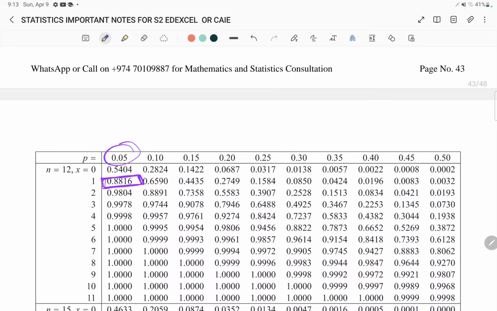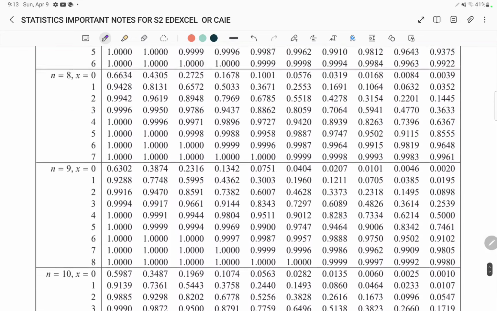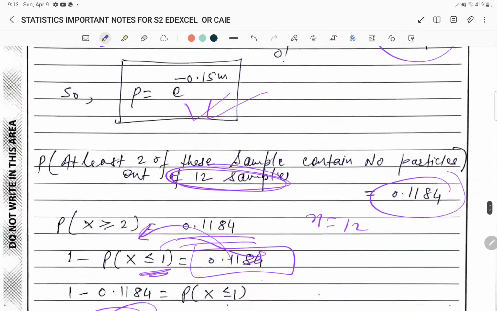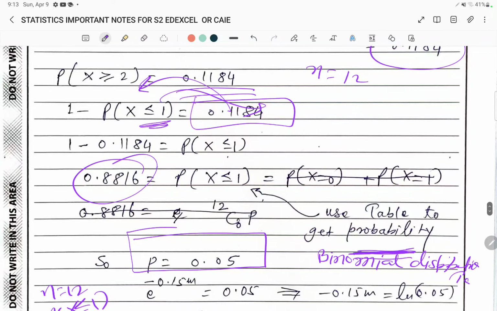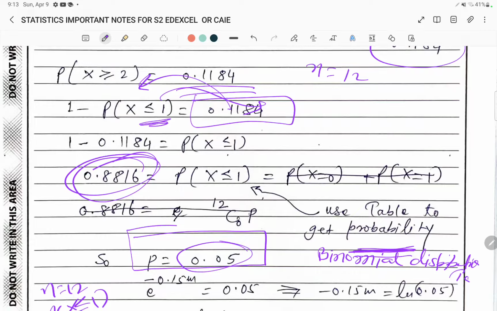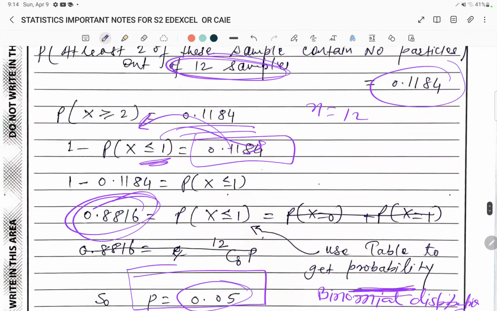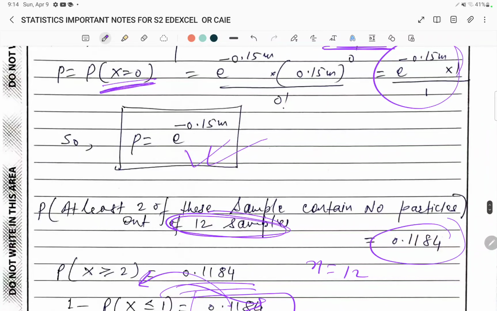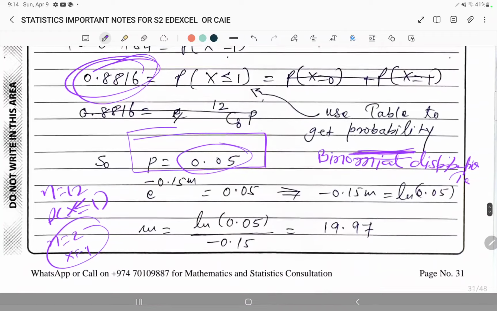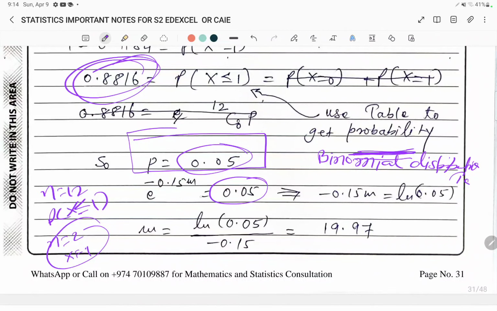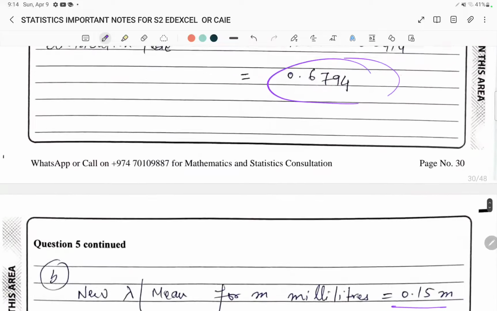So what was p? p is 0.05. When this is the probability for the binomial, then p will be 0.05. But what was p when we found it? p is e to the power minus 0.15m, so e to the power minus 0.15m is 0.05. Apply ln both sides, so the power comes down: minus 0.15m is equal to ln 0.05, and then divide by minus 0.15, you will get 19.97. Okay, so this was a good question. I believe this was a good question.